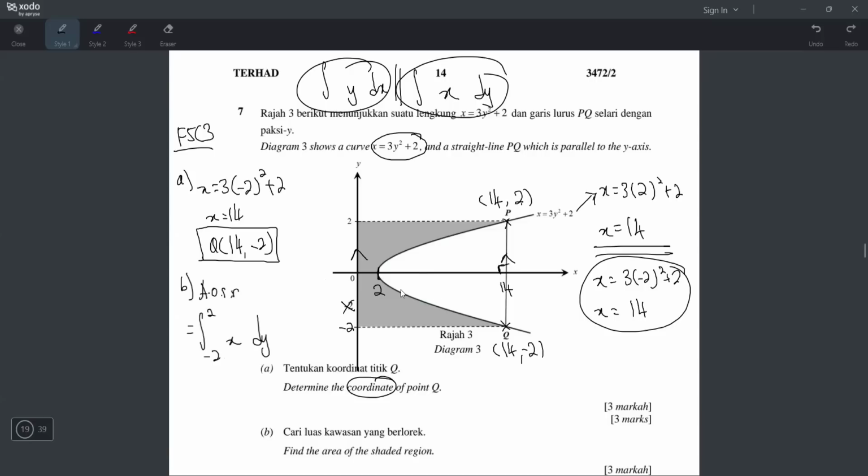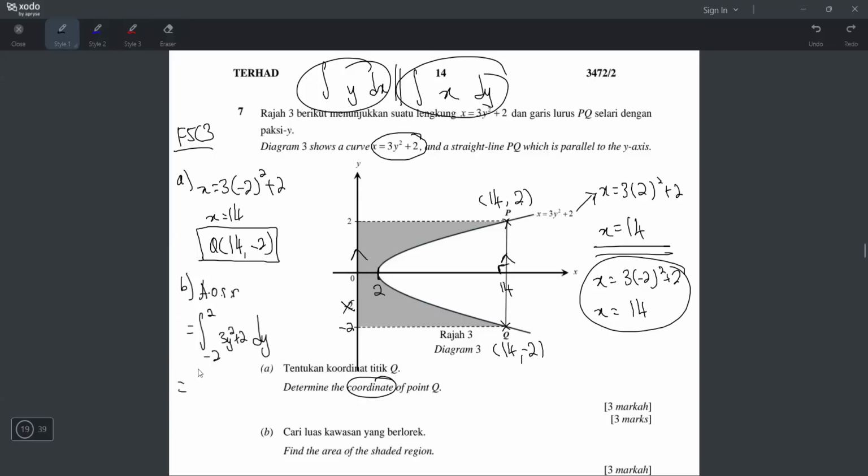Because the shaded region is already stuck on the y-axis. It's already like shaded until the y-axis. Okay, that's why we can do it like that. So for the x, I will erase and put in the equation of the curve, 3y squared plus 2, like this.